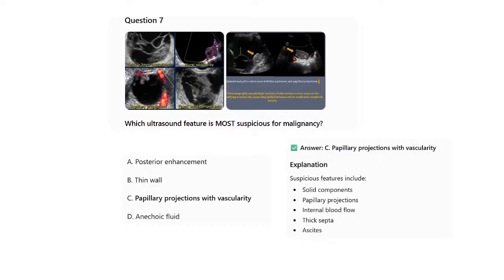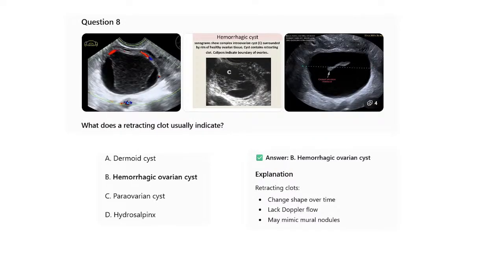Papillary projection. Can you see that? Look at it. Internal blood flow. There's a distinction between these two. Thick septa and ascites. So guys, what are we looking at? What is the characteristic feature of malignancy? Ovarian cancer. I need brains. I need people who can think.